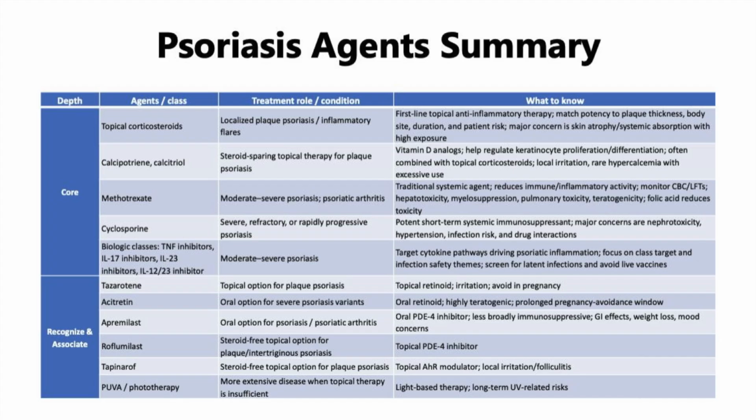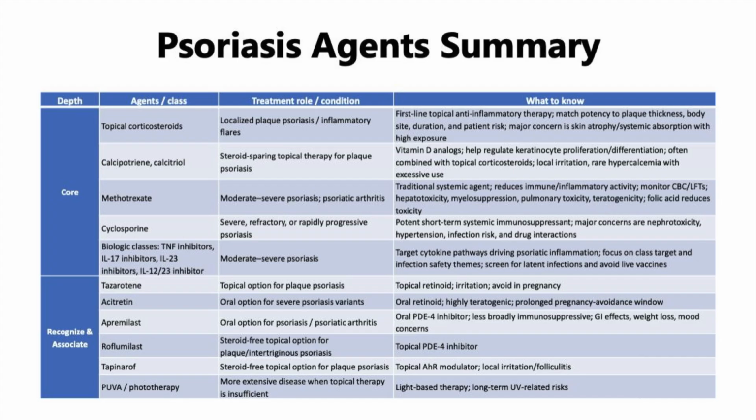Cyclosporin works quickly in severe disease, but the iconic toxicities are nephrotoxicity and hypertension, so think cyclosporin saves quickly but costs the kidneys. And then you have biologic targets like TNF, IL-17, IL-23, or IL-12/23, and requires screening for latent infections.